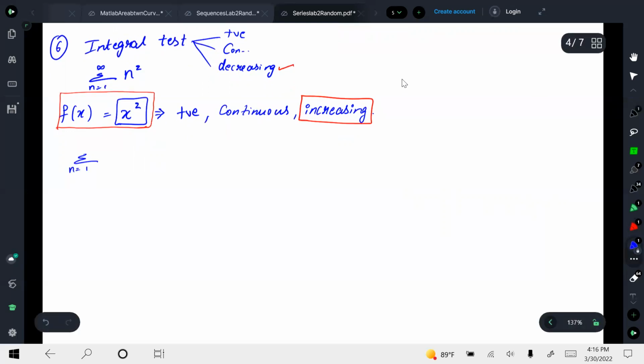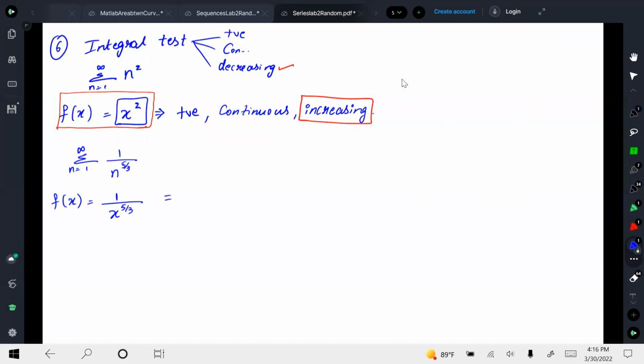The series is n equal to 1 to infinity, 1 divided by n to the power of 5 by 3. Now, if I write this as a function of x, you get 1 divided by x to the power of 5 by 3. Now, is this positive for positive x? Yes, it will always be positive. It is definitely continuous.